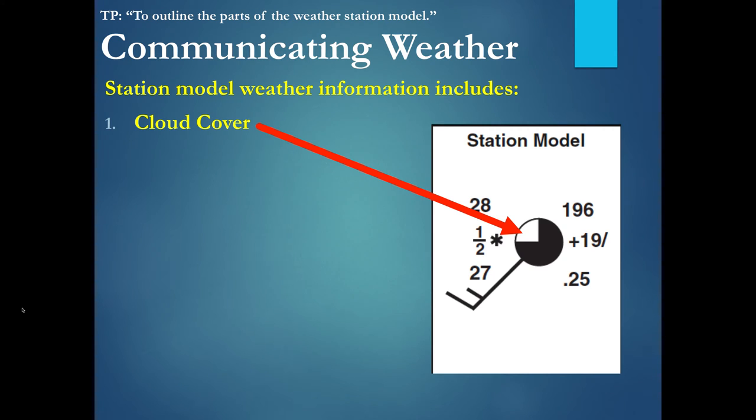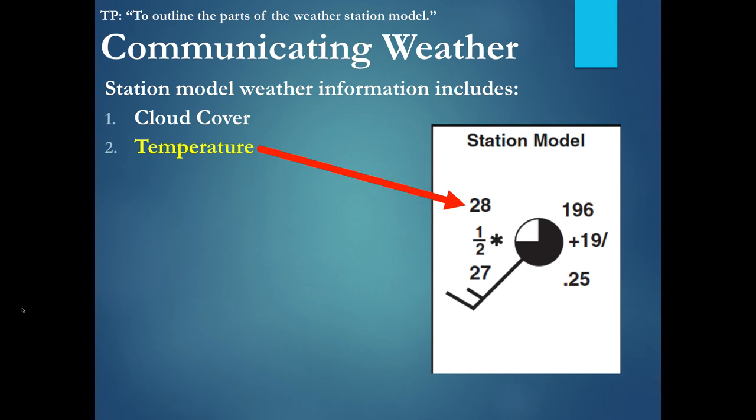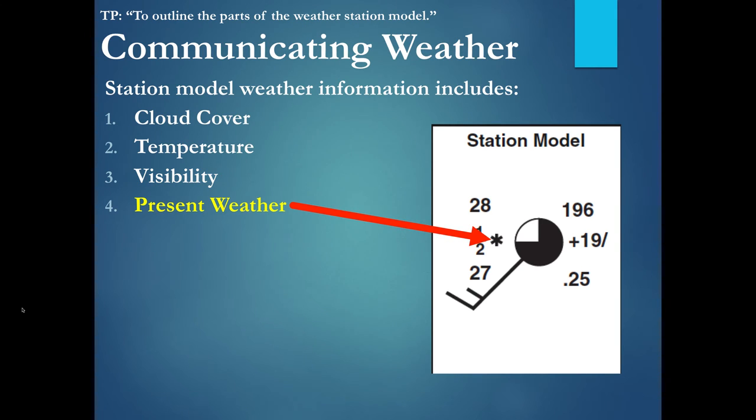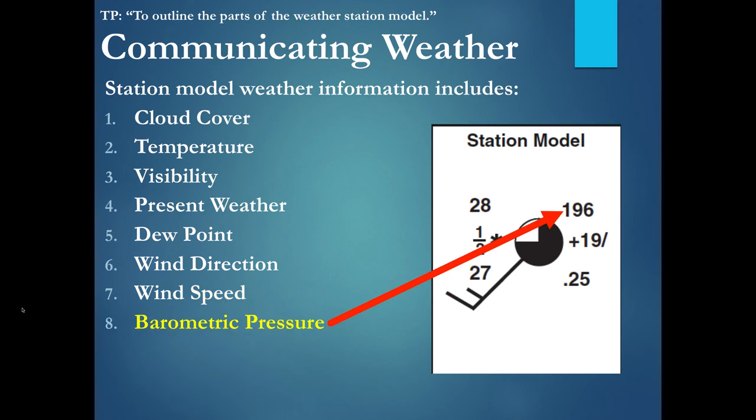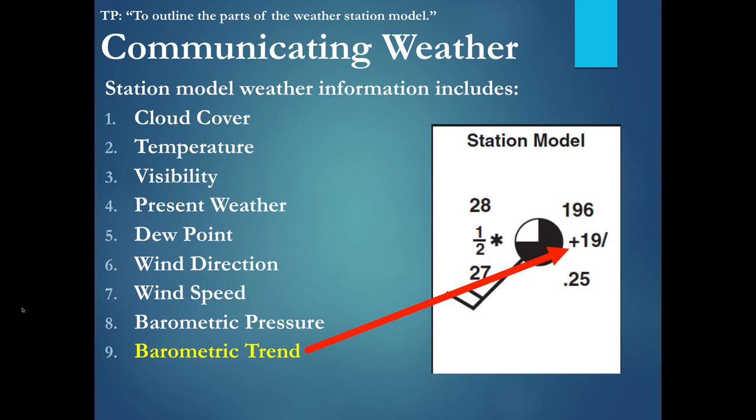Station model weather information includes 1. Cloud cover, right at the center. In the upper left, temperature. Middle left, visibility. Next to visibility is present weather. Bottom left, dew point. Then we have the shaft, which is the wind direction. We have the wind speed, which is the feathers from the wind shaft. In the upper right, we have barometric pressure. Middle right, we have the barometric trend. And the bottom right, we have precipitation.